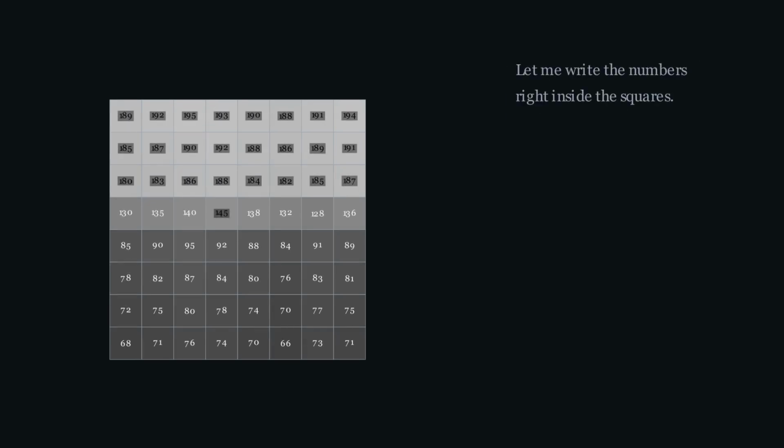So here's our patch, 8 by 8. Each square has a brightness value from 0, which is black, to 255, which is white. Let me write the numbers right inside the squares. There. 64 numbers. That is literally our image patch. If I gave you those numbers, you could redraw the picture exactly. Okay? Here's the key idea. The one the whole thing hinges on.